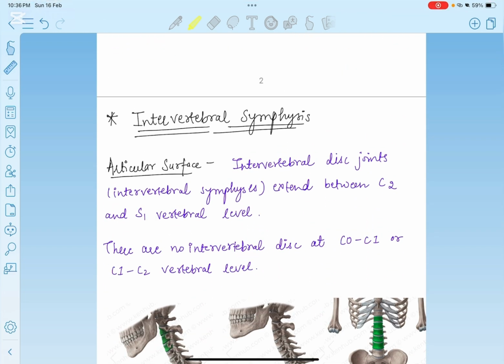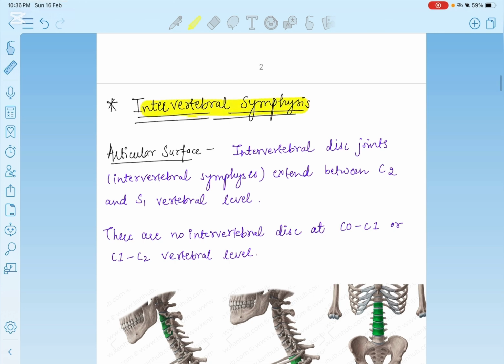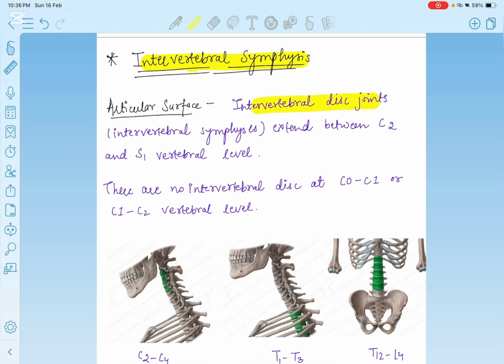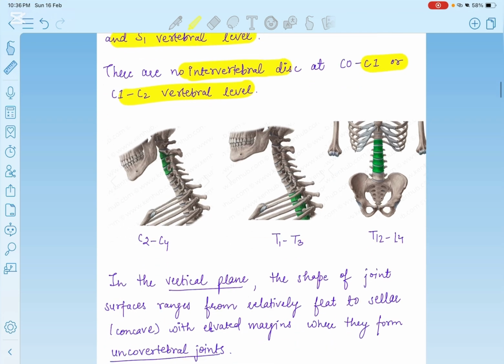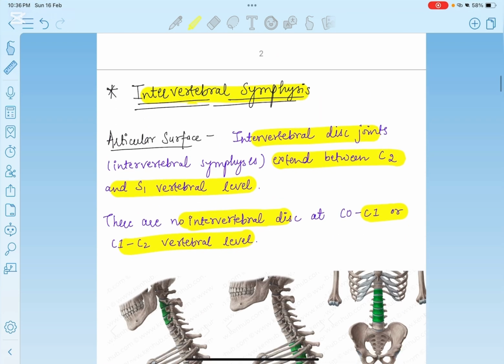So first is the intervertebral joint, or the intervertebral symphysis. About the articular surface, intervertebral disc joints extend from the cervical to the sacral 1 vertebral level, and there is no intervertebral disc at the cervical 1 or cervical 2 vertebral level. So here's a diagram showing the intervertebral symphysis.